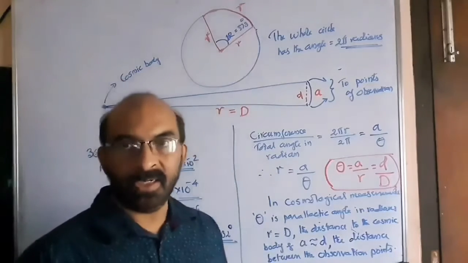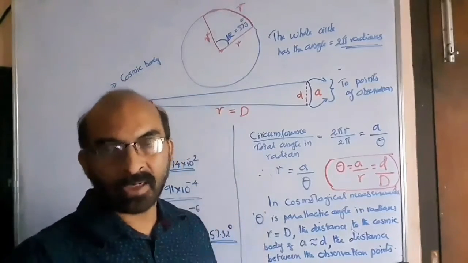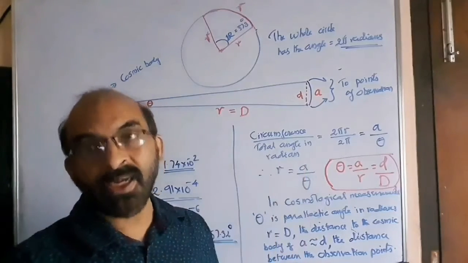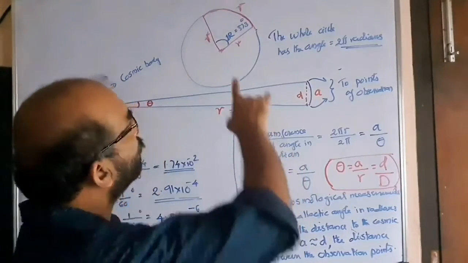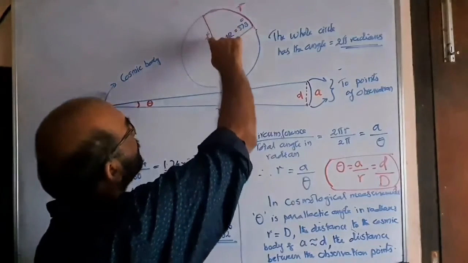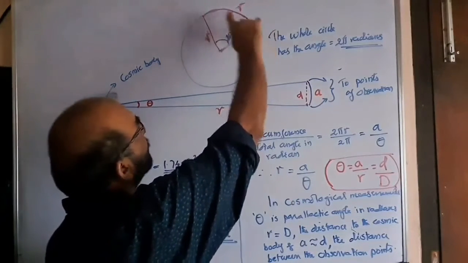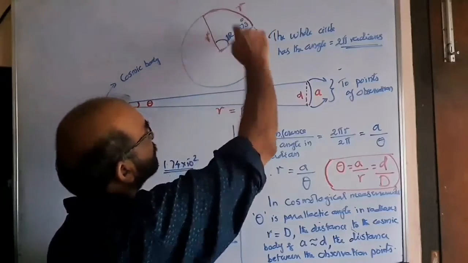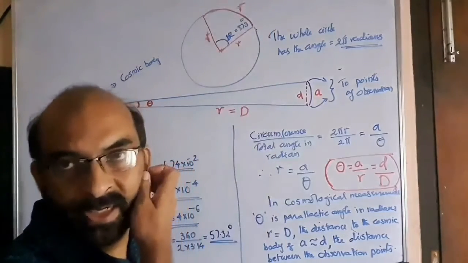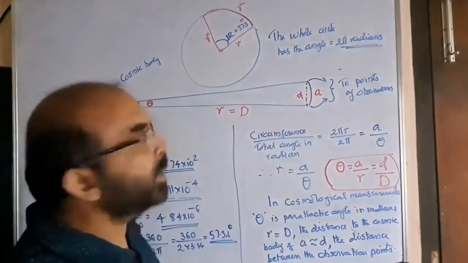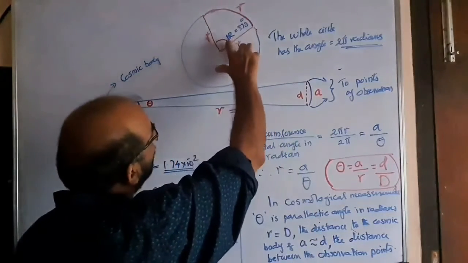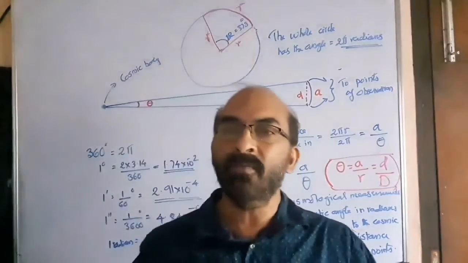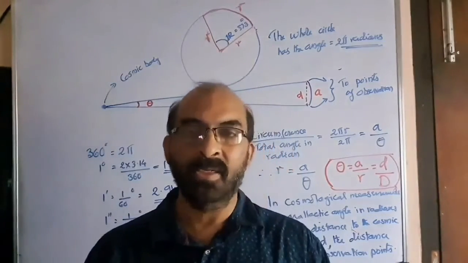Imagine in a circle, an arc whose length corresponds to the radius of the circle itself. Look, for example, in this diagram, this is the radius, and this arc is having the same length as this radius. Then the angle covered by that arc at the center is called 1 radian.